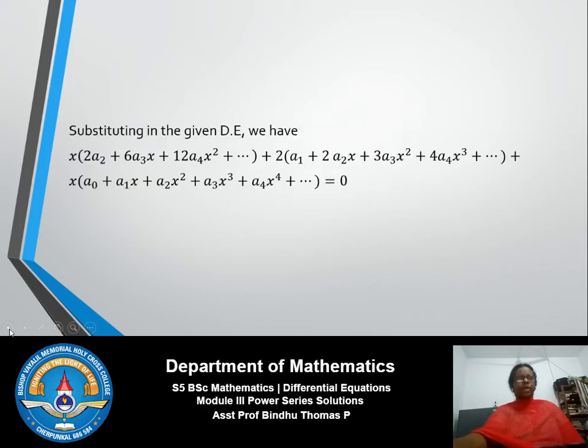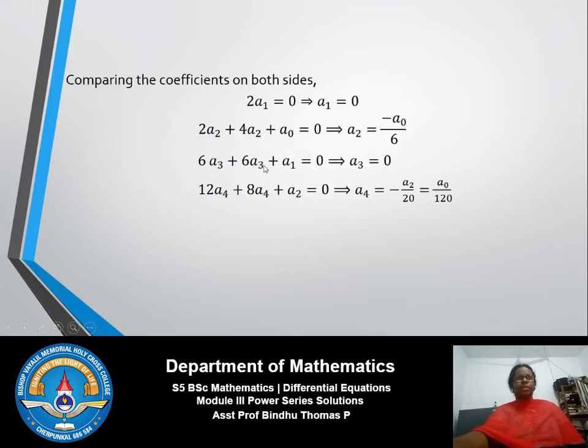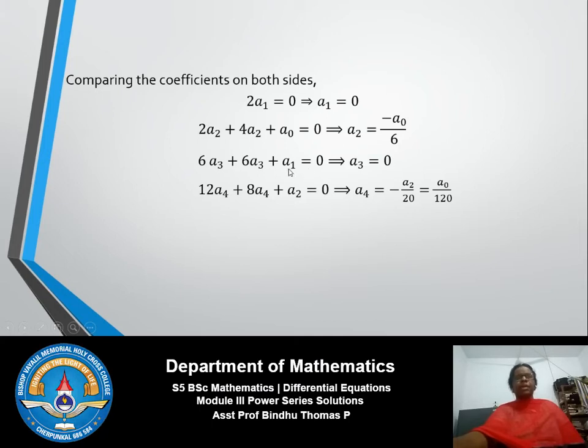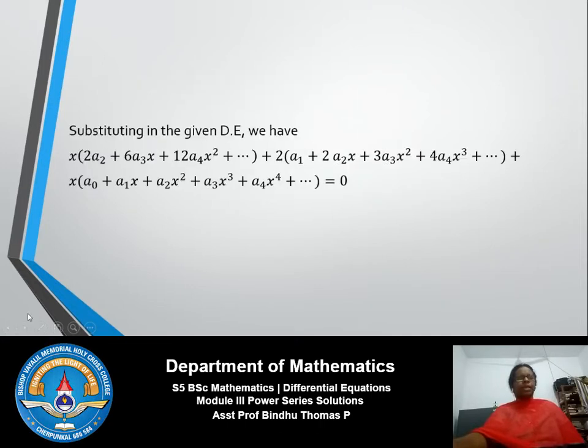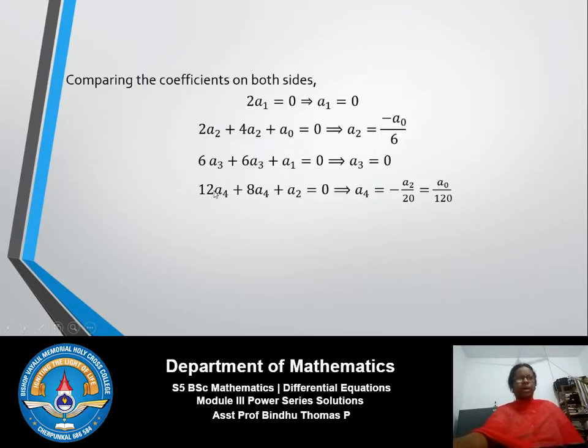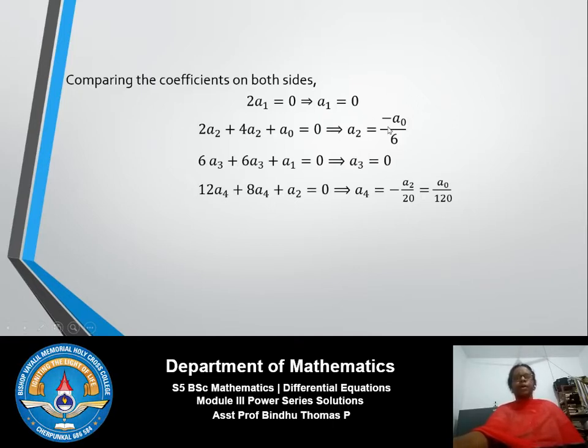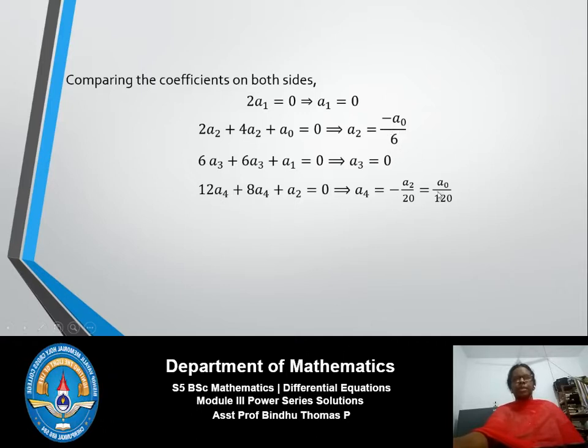Further, for the coefficient of x square, it is 6a3 plus 6a3 plus a1 equal to 0. That gives 12a3 plus a1 equal to 0, so 12a3 equal to minus a1. But a1 is already 0, so a3 is trivially 0. Again, for the coefficient of x cube, we have 12a4 plus 8a4 plus a2 equal to 0. Next step is 20a4 equal to minus a2. So, a4 equal to minus a2 divided by 20, but we know that a2 is already minus a0 by 6. So, minus into minus becomes plus, so a4 is a0 by 120.